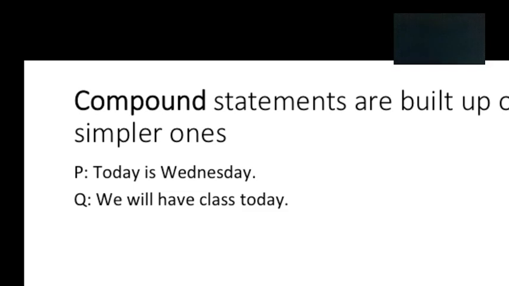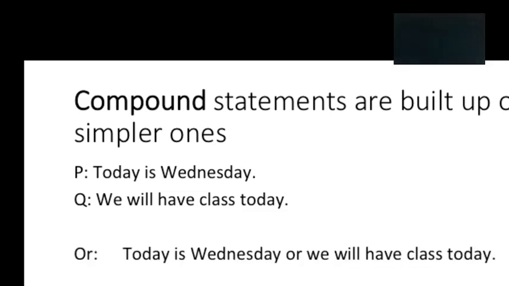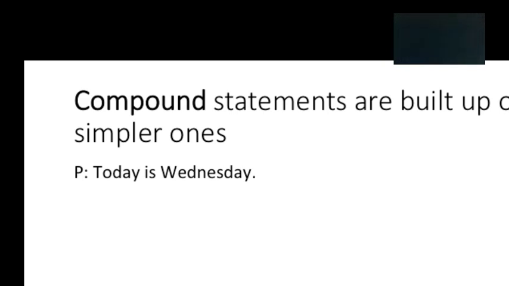A second logical operator is to use the or. Today is Wednesday, or we will have class today. That's different than saying today is Wednesday and we'll have class today. This time we're saying today is Wednesday or we'll have class today. But once again, we have 2 smaller statements, P and Q. And we put them together to make a bigger statement, P or Q. And that also has a way of symbolizing it. You write like a V or a wedge in between them, P or Q. And this is called a disjunction.